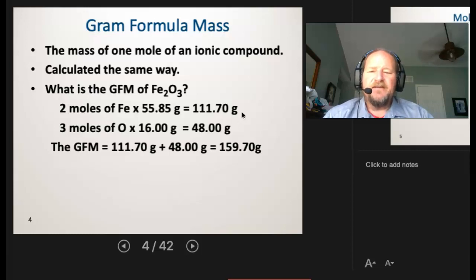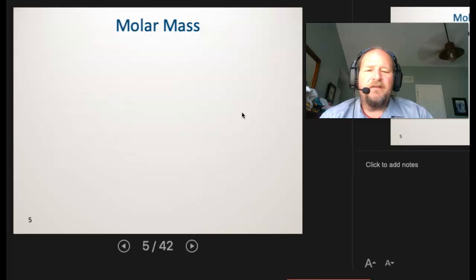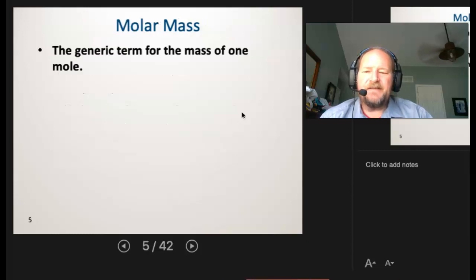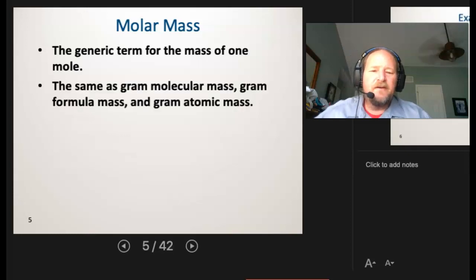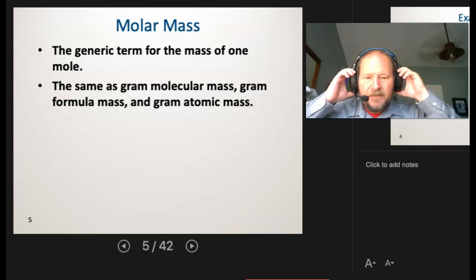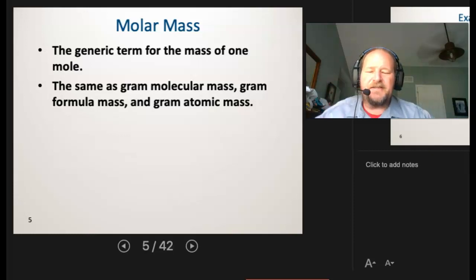Now again, don't let the terms fool you or confuse you. All of these are molar masses. That's going to be the generic term for the mass of 1 mole. And so that molar mass then is the generic term for gram molecular mass, gram formula mass, or gram atomic mass. All right, let's practice this a little bit.